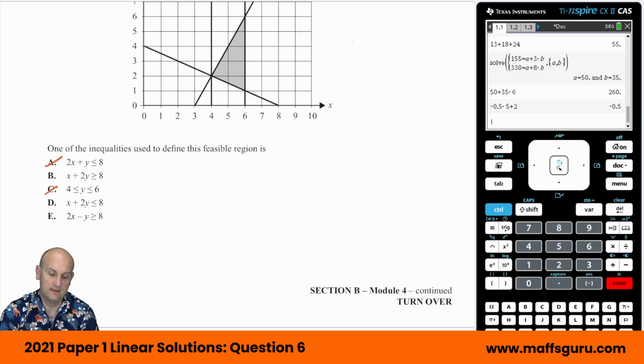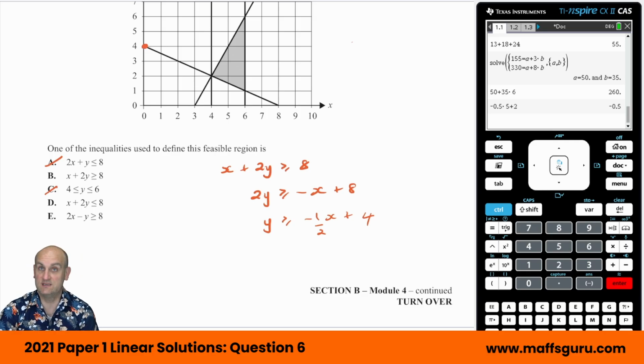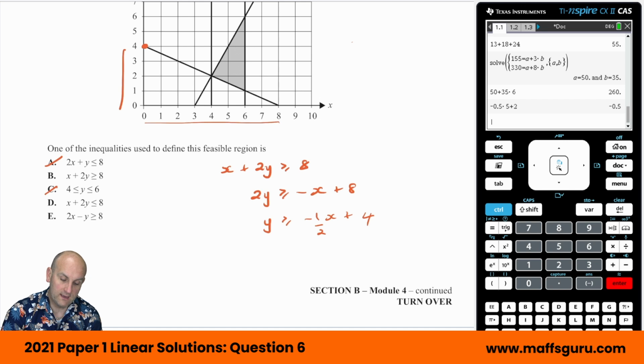I'm just going to test the next one, same thing. We've got x plus 2y is greater than or equal to 8. So 2y is greater than or equal to minus x plus 8, and I'm going to divide both sides by 2 to give me y is greater than or equal to minus a half x plus 4. Oh, hold on a moment, that is certainly there. There is a line there with an intercept of 4. Does that have a gradient of minus a half? Well, the line is sloping down, so yes, that's negative. My rise is 4 and my run is 8. So there we go, that's a contender.